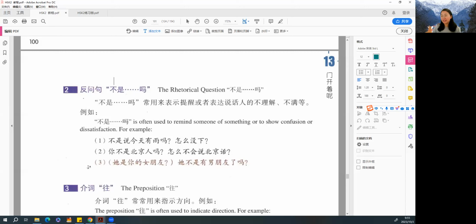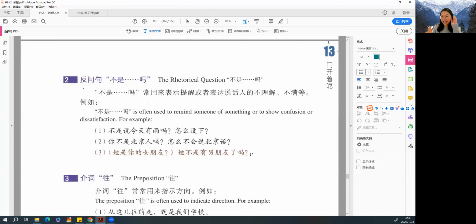All right, so the third example. 她是你的女朋友? That's very angry. 什么? She is your girlfriend? I think she has a boyfriend. So 她不是有男朋友了吗？有男朋友了, and they are adding a 了 here. It's like, I know she had a boyfriend, she didn't have a boyfriend already. So 她不是有男朋友了吗？ This kind of feeling. Oh, gossip time.